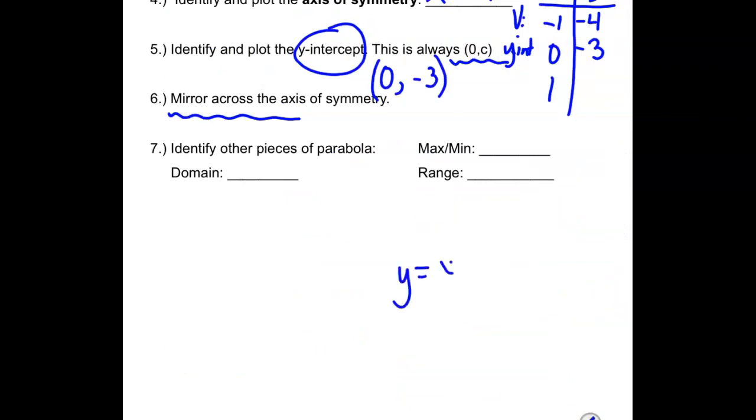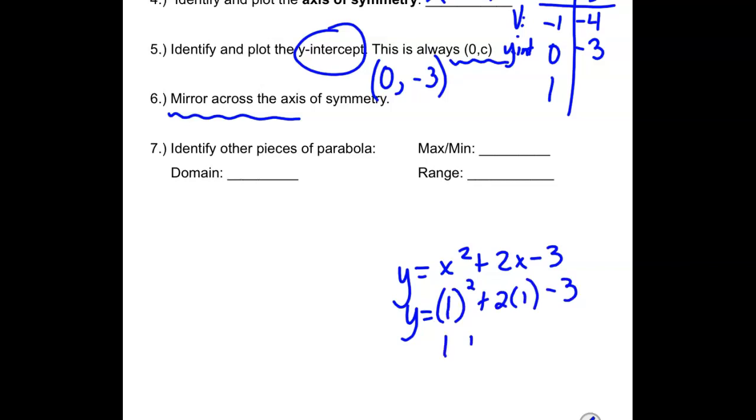So y equals x squared plus 2x minus 3. And we're going to plug a 1 in this time for our x value. So 1 squared is 1. 2 times 1 is 2. 1 plus 2 is 3. Minus 3 is 0. So I can also plot the point 1, 0. That's another point that's on my graph.